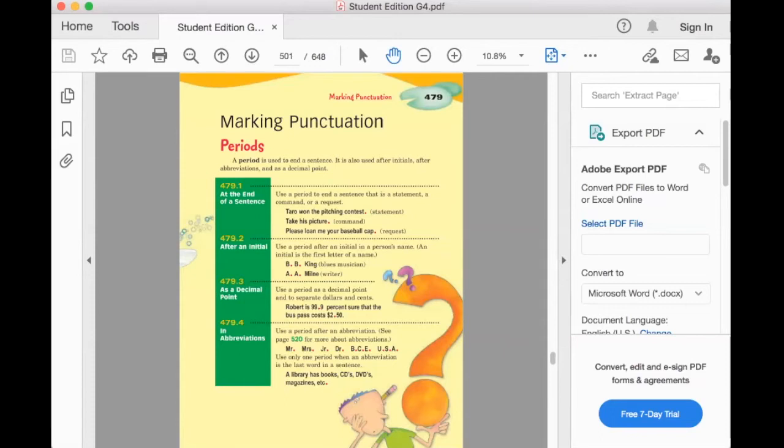Use a period after an initial in a person's name. An initial is the first letter of a name. Fiona, the pronunciation of that word is initial. Try that again, initial. Initial with an N, initial. Good girl, good girl. Carry on, please.